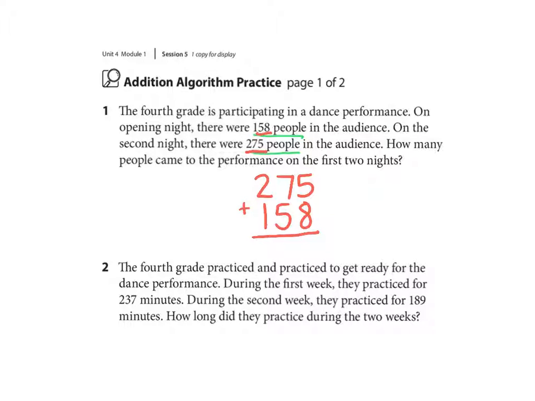So I take 5 plus 8, and that is 13. I carry my 1. 7 plus 5 is 12. Plus 1 is 13. Carry the 1 again. And then 2 plus 1 is 3, plus the extra 1 is 4. So 433, and we're going to label it with the word people.